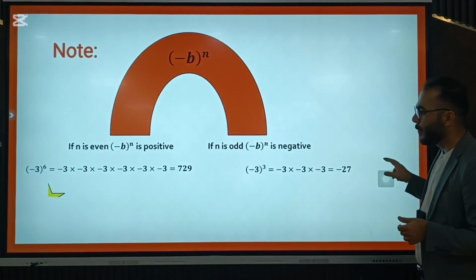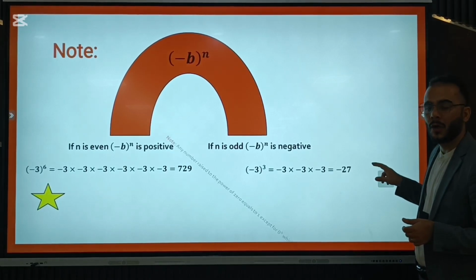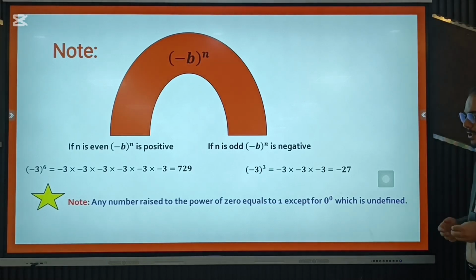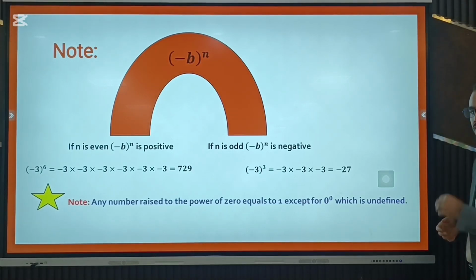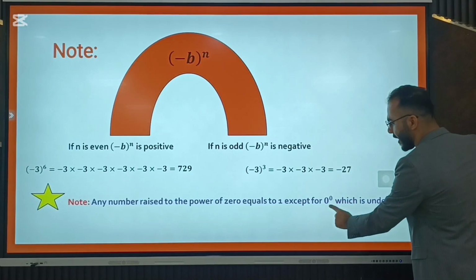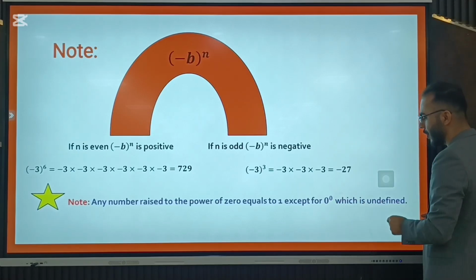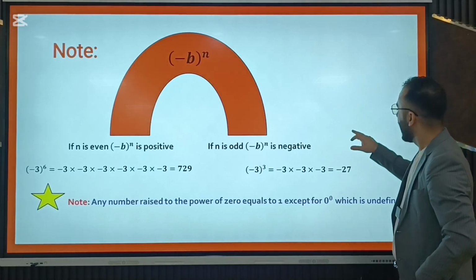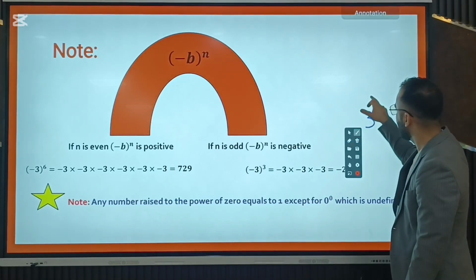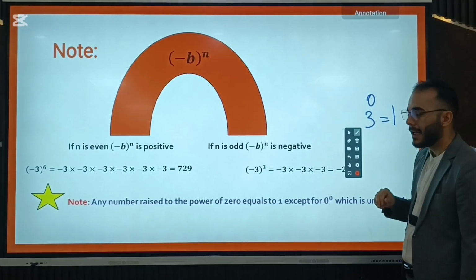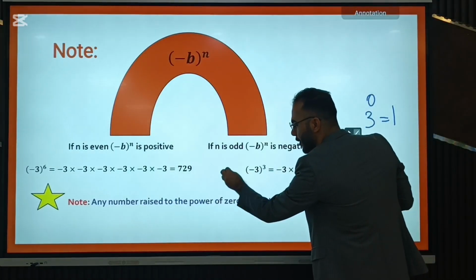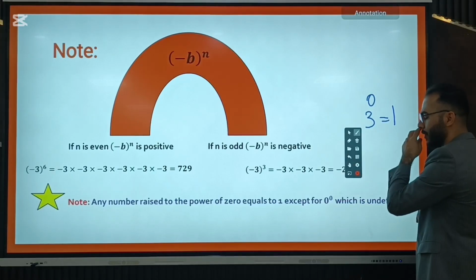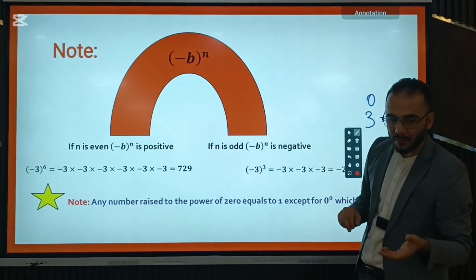Okay, we have some crucial notes here. The first one says that any number raised to the power of 0 equals 1, except for 0 to the power of 0, which is going to be undefined. For instance, let's say 3 to the power of 0 is equal to 1. Any number raised to the power of 0 equals 1, except for 0 to the power of 0, which is going to be undefined. All right.